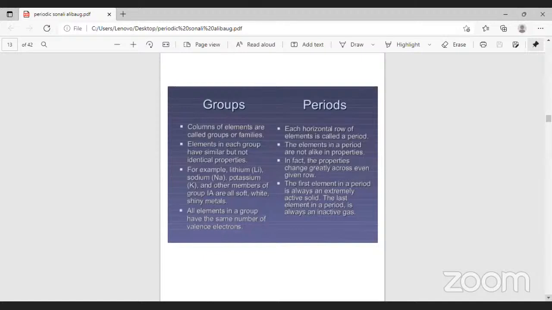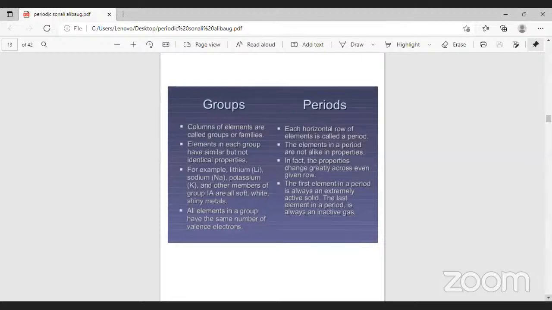And what are those periods? Each horizontal row of elements is called a period. Imagine a plain table with square boxes. Some boxes are kept vertically and some horizontally. The vertical lines are columns, and the horizontal lines are periods. In columns, the properties are similar, but not exactly the same.